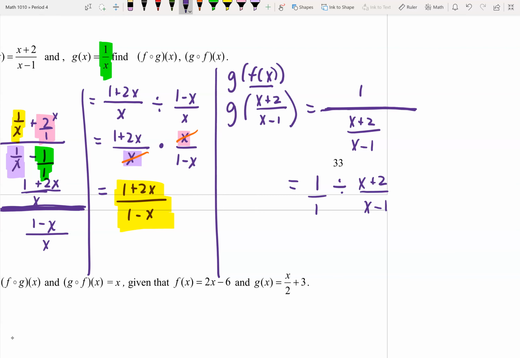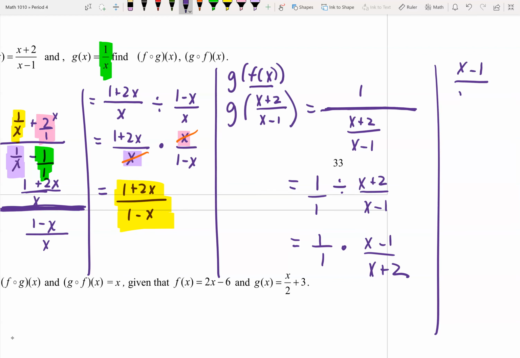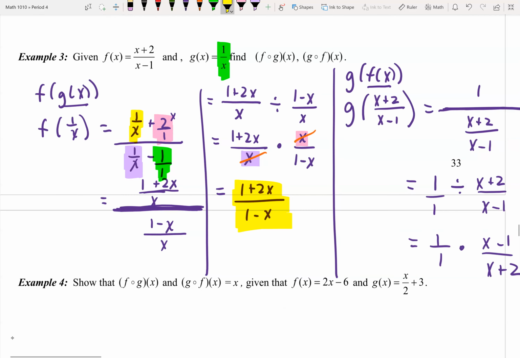Change the 1 into a fraction, so it's 1 over 1. And now I flip it upside down, the second one, and it's x minus 1 over x plus 2. And then when I multiply those straight across, the tops together and the bottoms together, 1 times x minus 1 is x minus 1, 1 times x plus 2 is x plus 2, and that is my answer. Okay, we're going to do it again, and it's going to click, I promise.